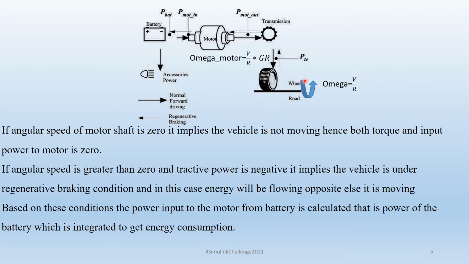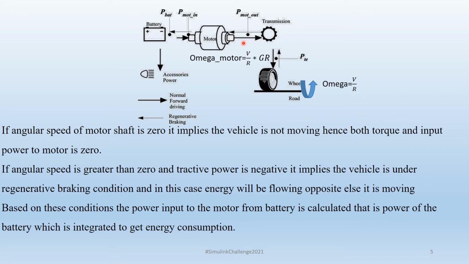But to do that, we have to find at what condition the vehicle is, whether it is braking or driving. So we find omega, and with the help of the conversion ratio of the transmission, we find the omega at the motor. If the power is negative, it is in regeneration mode. If the power is positive, it is in driving mode. During regeneration the power flow will be opposite, and while driving, the power flow will be from the battery to the wheels. And if the omega of the motor, that is the angular speed of the motor, is 0, it means it's stationary.